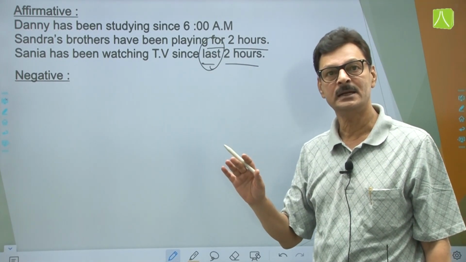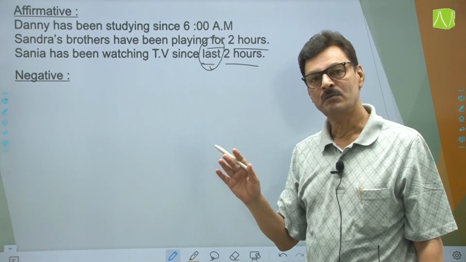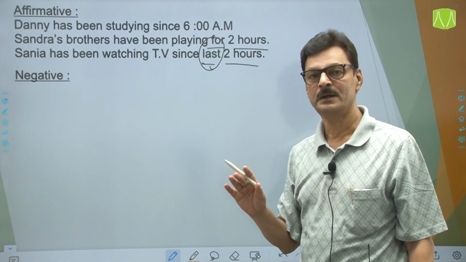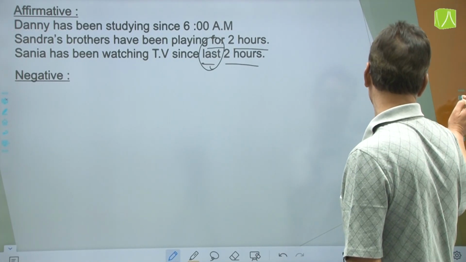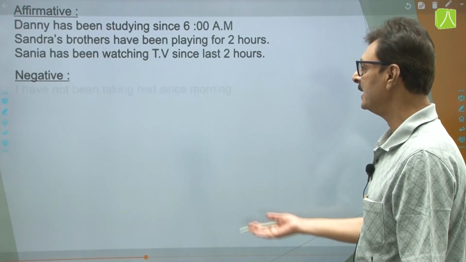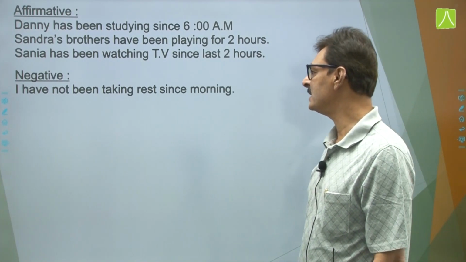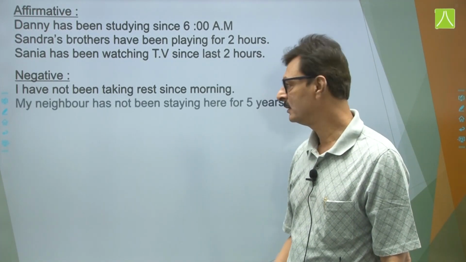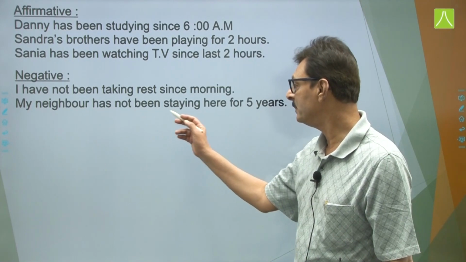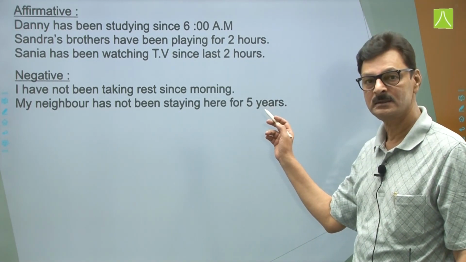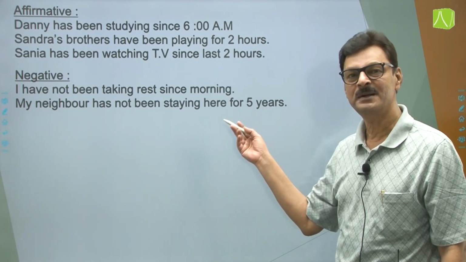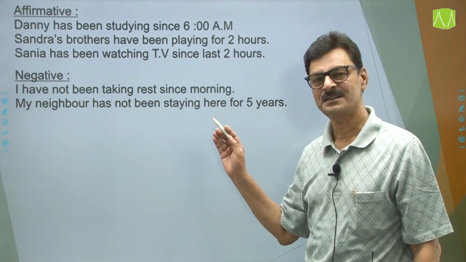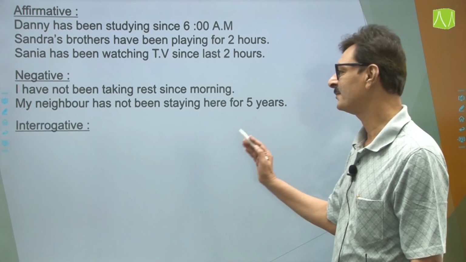So please keep a note of this word last. As soon as last is added, the period of time will change into point of time because it will become अभी से उस समय तक. It shows the exact point. Negative, I have not been taking rest since morning. My neighbor has not been staying here for 5 years. And last 5 years कर दूँ तो then it becomes since last 5 years.